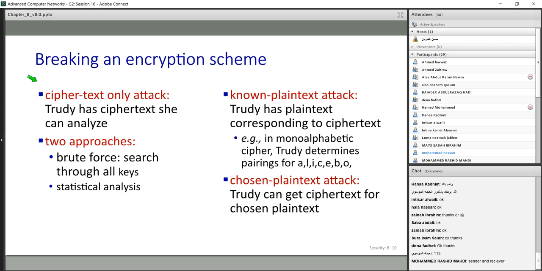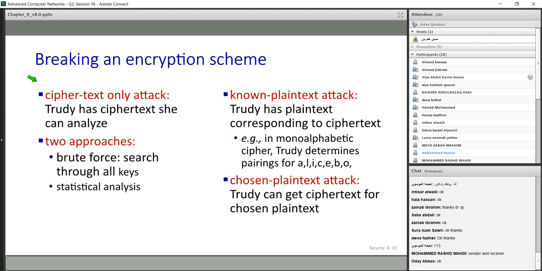Okay, what can Trudy do? Trudy tries to attack this ciphertext, but what can she or he do? If Trudy has the key, Trudy can simply decrypt the message. Simply. So we must keep all keys safe. We must keep all the keys safe.